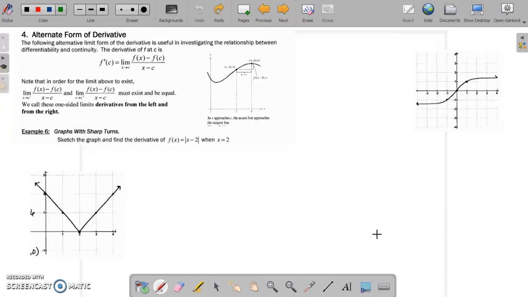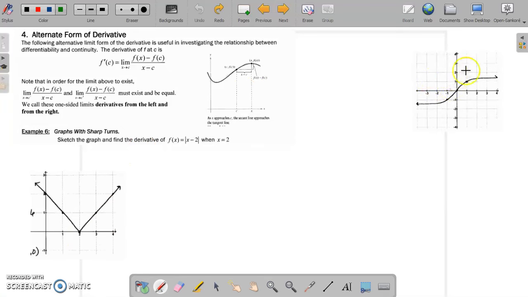One is you have a sharp turn in your graph at that point. So if there's a sharp turn, like in this graph right here, the derivative does not exist at this point. It doesn't exist at 2, and I'll explain why in a minute.